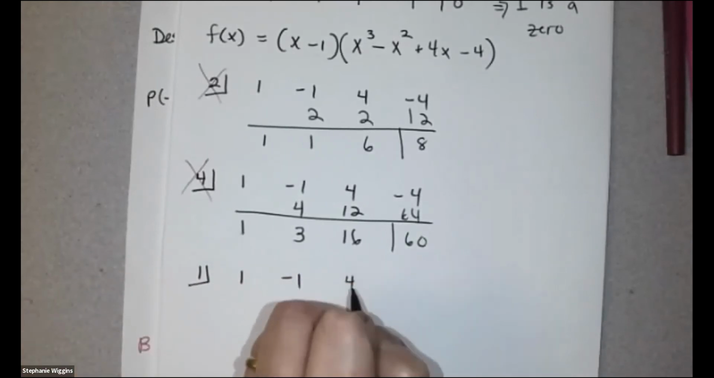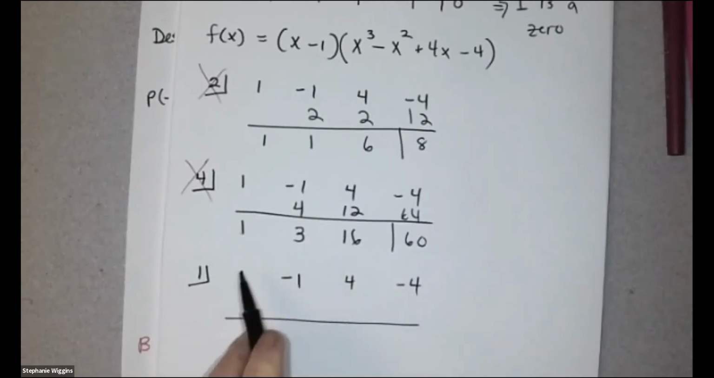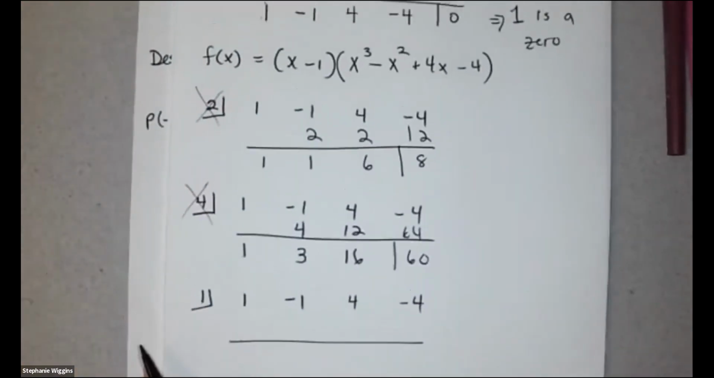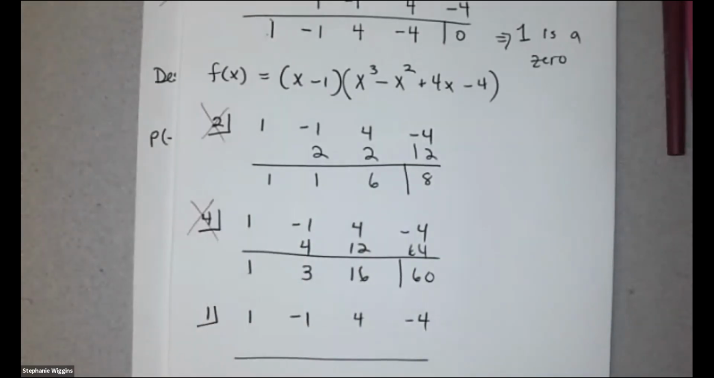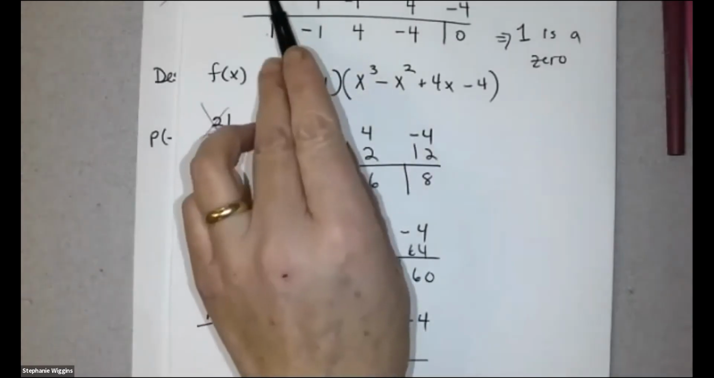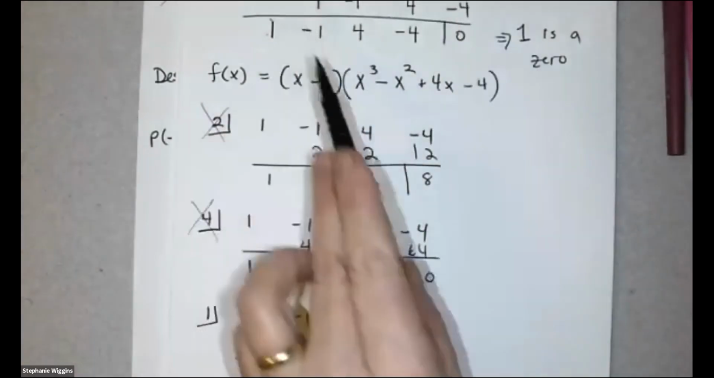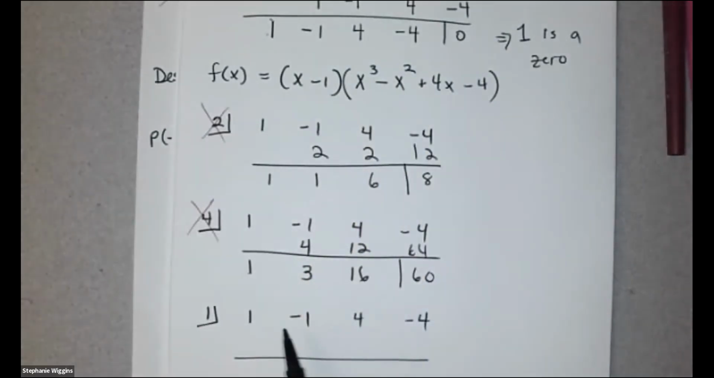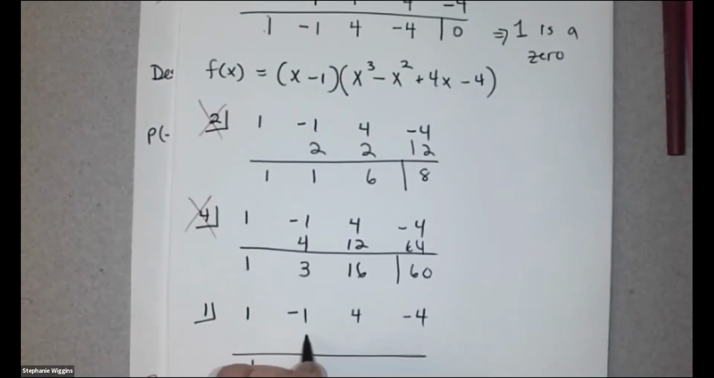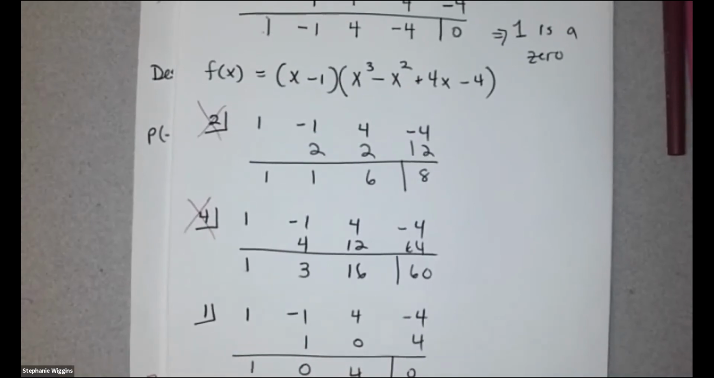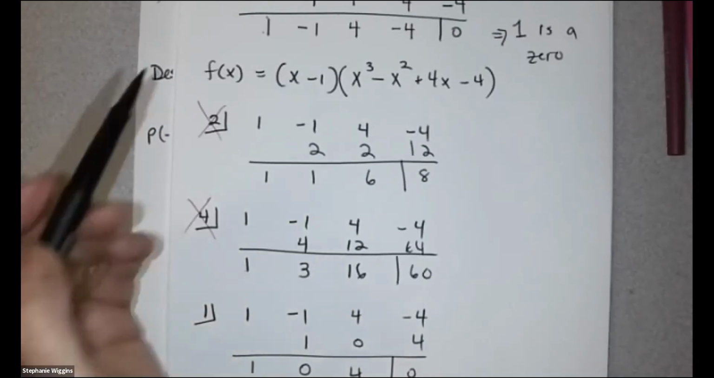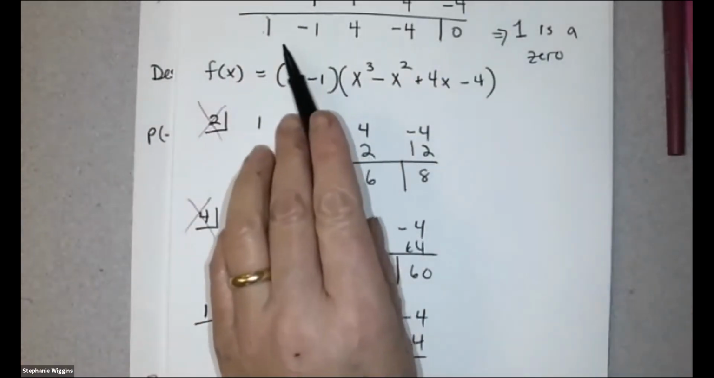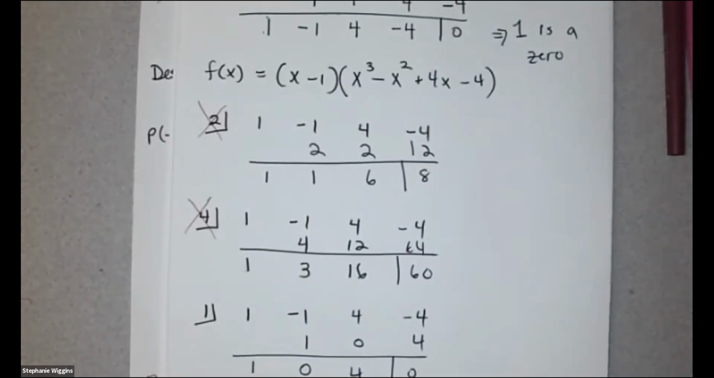1, -1, 4, -4. Now I can't use the original one. If I'm testing 1 again, I can't use the original because that's not going to give me any new information. I already know that this is a factor of my original polynomial. I want to know if there's another factor lurking in here. So I've got to test this polynomial. So I'm using those coefficients, and you'll see that it is, in fact, 1 times 4 is 4. I do get another 0. So that means 1, not only is it a factor of my original, but it's a factor of my quotient, and therefore it occurs twice.